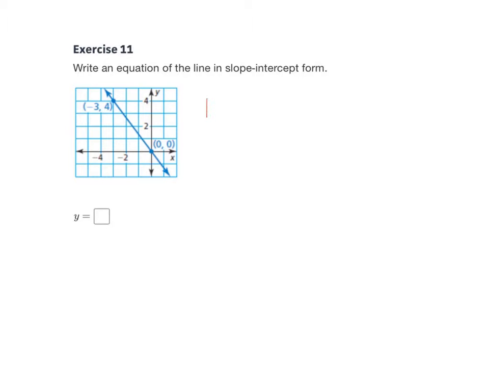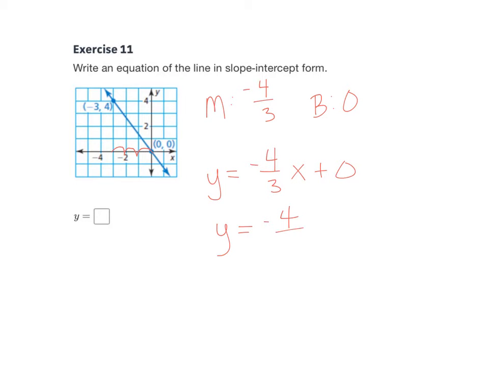Alright, the slope, our m. If I start here at this corner, this dot, I'm going to go down 1, 2, 3, 4. So I'm going to put negative 4. And then I'm going to go over 1, 2, 3. So my slope is negative 4/3. My y-intercept is 0. So we could have y equals negative 4/3 x plus 0. That would be fine. Or you can get rid of that 0. Negative 4/3 x. Either one of those two would work fine.